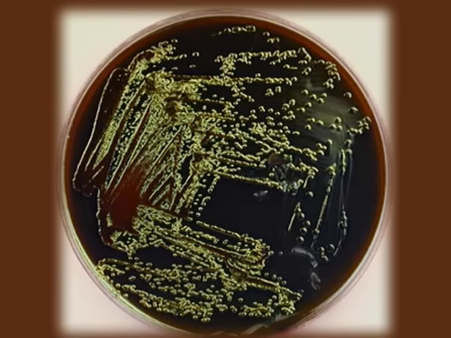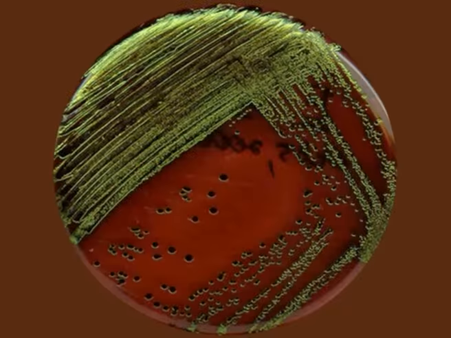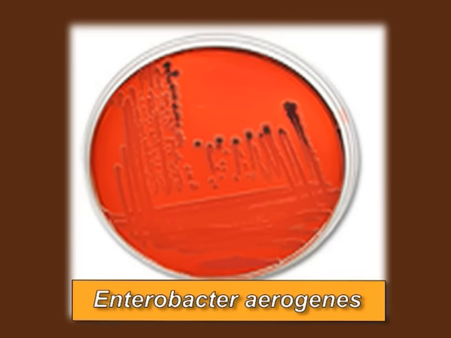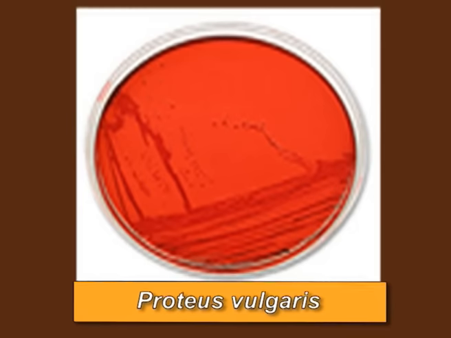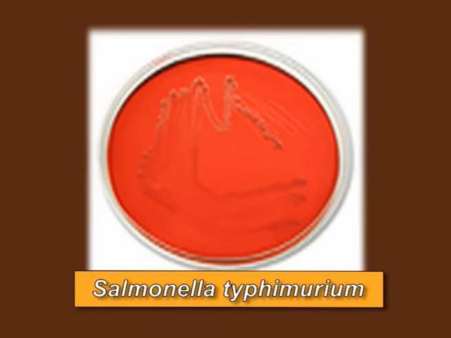Now generally, the E. coli will grow on EMB plate producing a green metallic sheen, while Enterobacter aerogenes will grow as pink to red colonies and will not produce a green metallic sheen, while the other group of bacteria like Proteus vulgaris and Salmonella typhimurium will grow in this kind of media without producing any characteristic properties. So in this way, we can differentiate between E. coli and Enterobacter from a mixed sample.